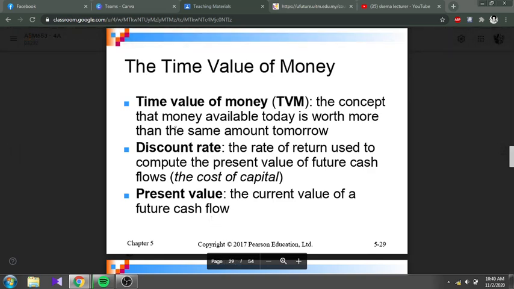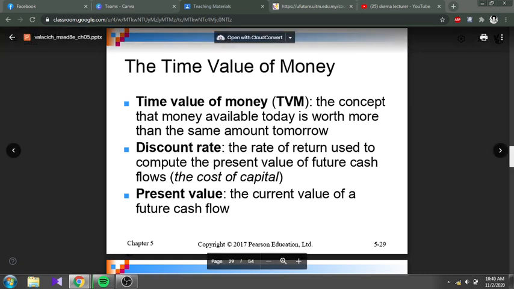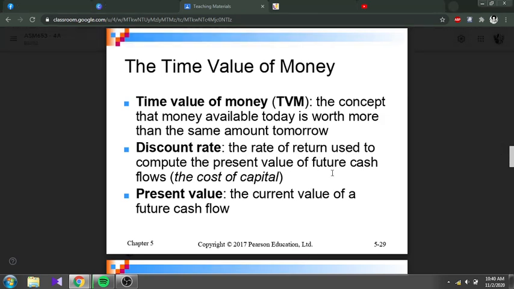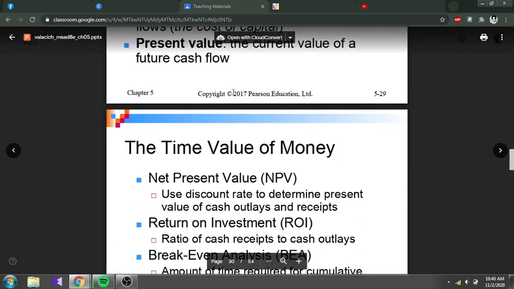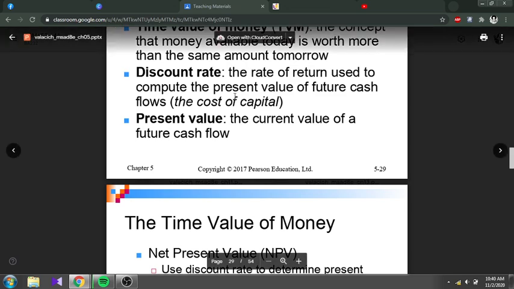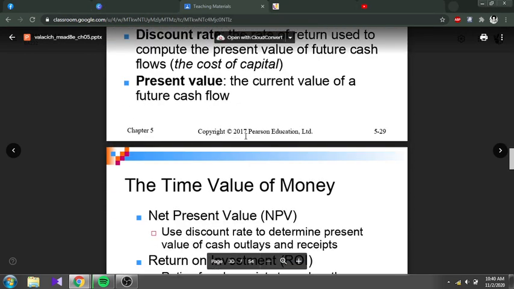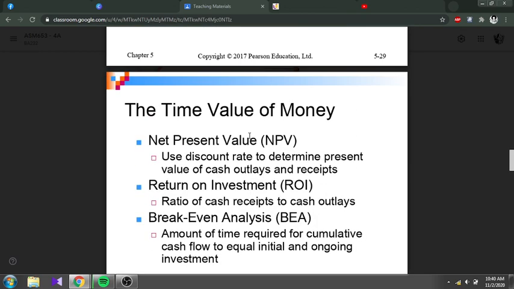Now, slide 29, time value of money, a little more. The concept that money available today is worth more than the same amount tomorrow. Do you understand this? Discount rate is the rate of return used to compute the present value of future cash, and present value is the current value of the future cash flow. I'm not sure this is in the syllabus. I think it is not, but you go through it. If I'm not mistaken, it's not covered, because we focus on the costing first.